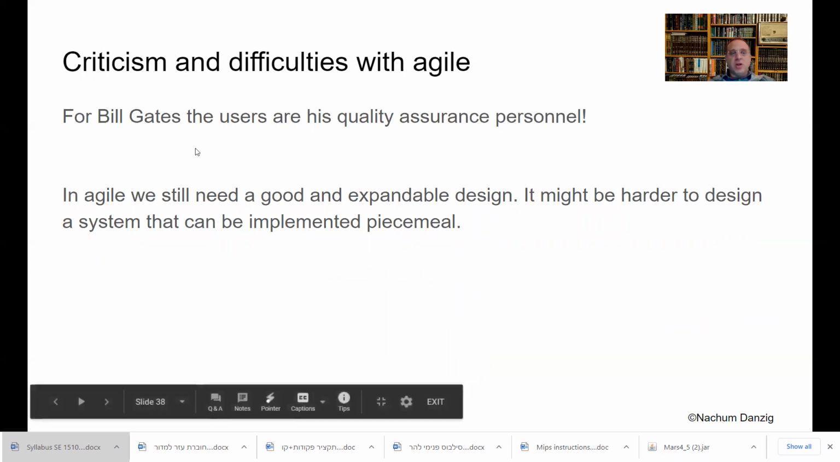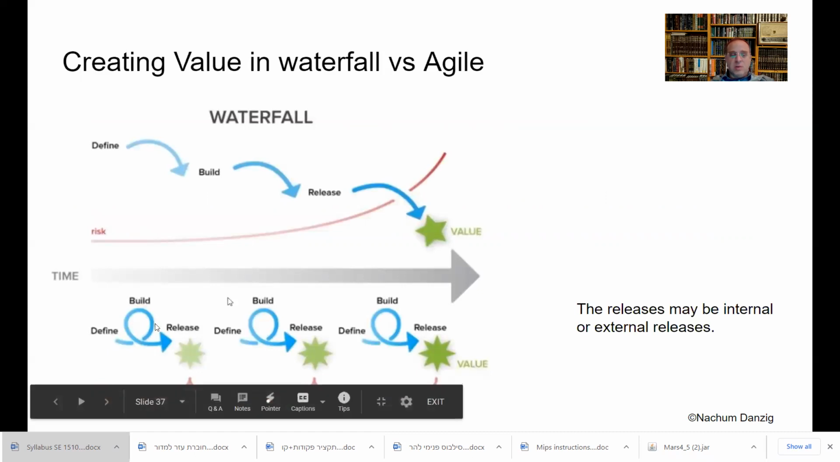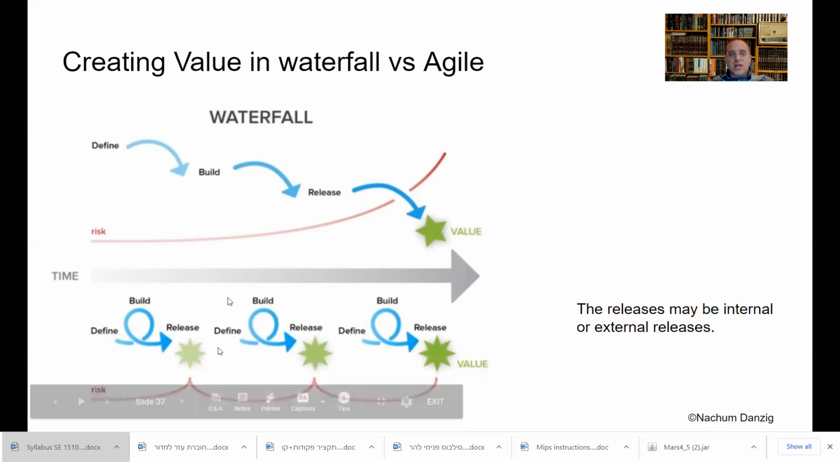Here, I mentioned this. For Bill Gates, the users are his quality assurance. Criticism of difficulty of agile. So that's one thing. In other words, you release something here, but it doesn't really do much, and the people are going to complain, and then you release it again. You're releasing something that has less value. Notice that the star here is light. It only becomes really valuable towards the end. The early releases are not so valuable.